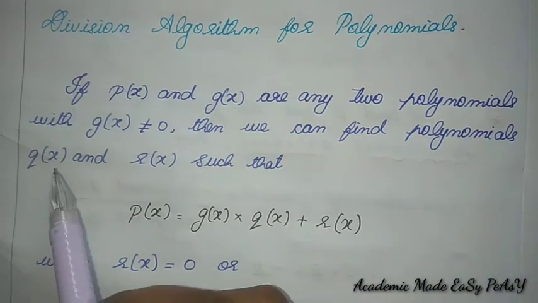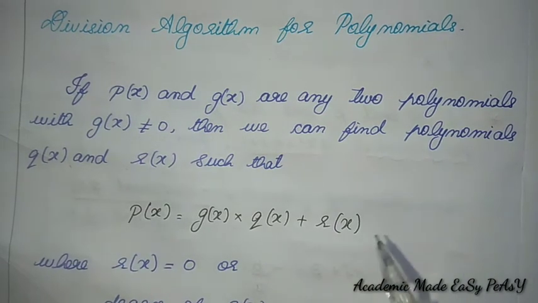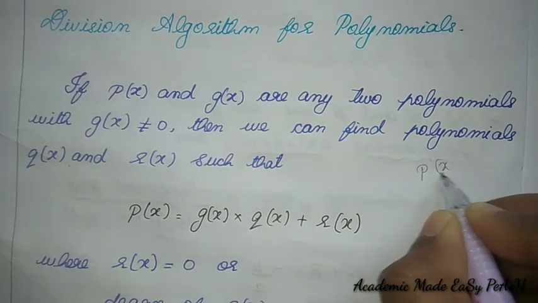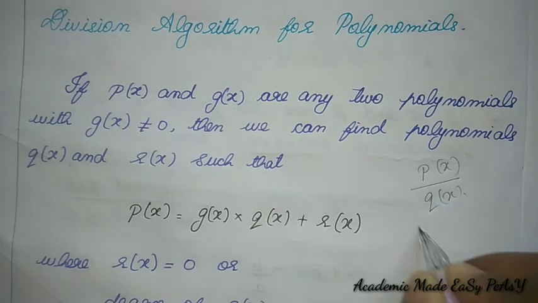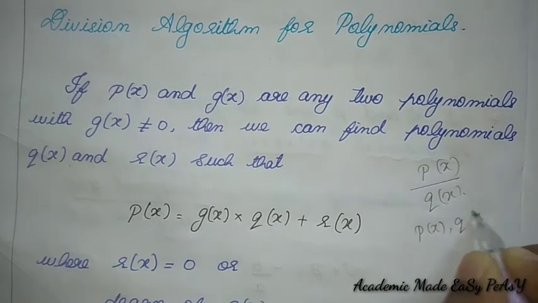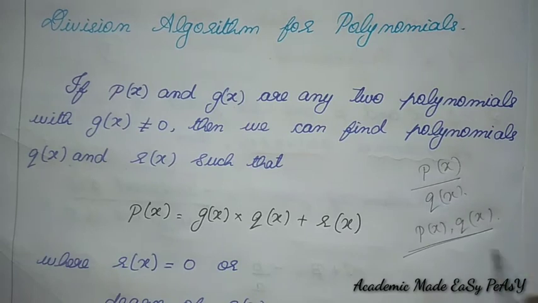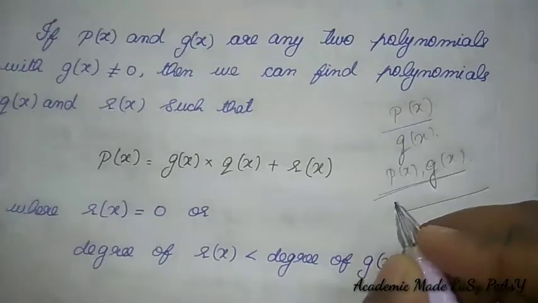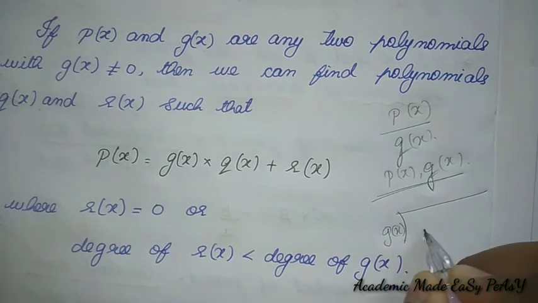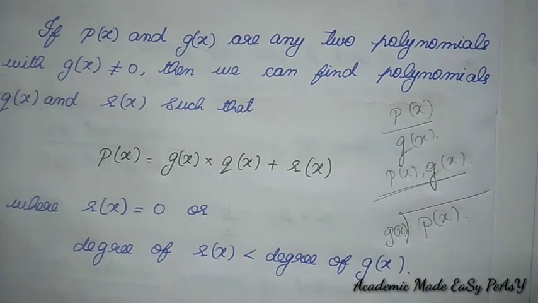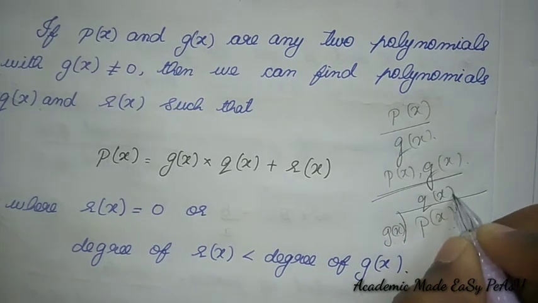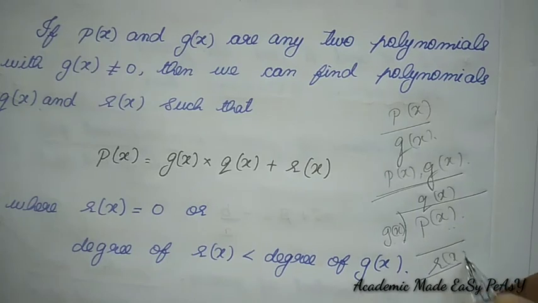then we can find polynomials q of x and r of x such that, see, it is nothing but division. P of x and g of x will be given, and we have to find the division. So the divisor will always be g of x and the dividend will be p of x. We will be dividing these two, and q of x will be the quotient and r of x will be the remainder.